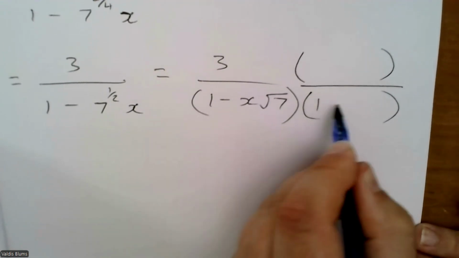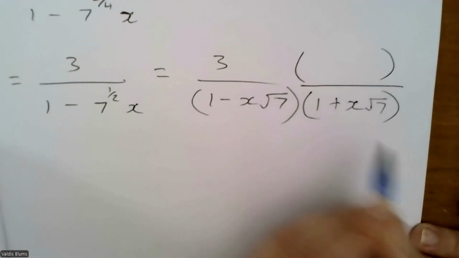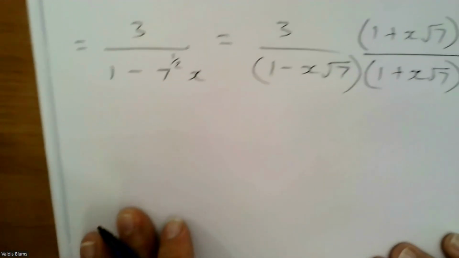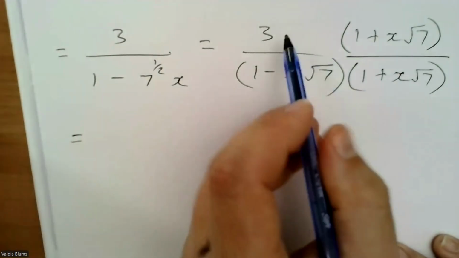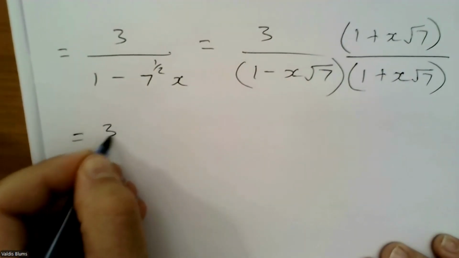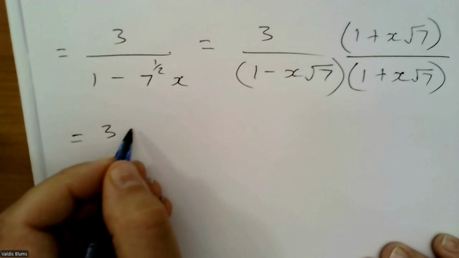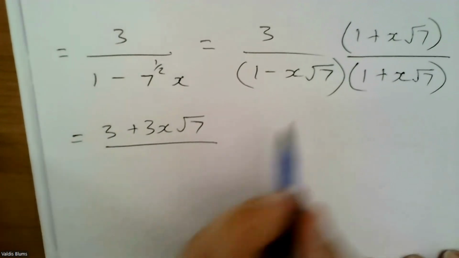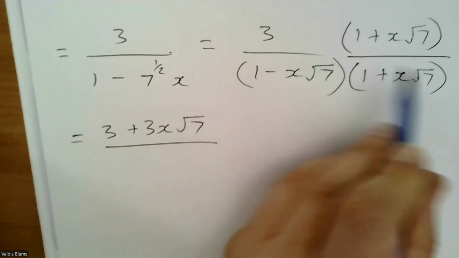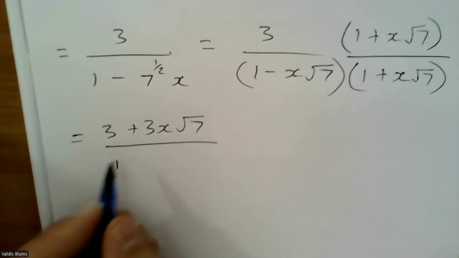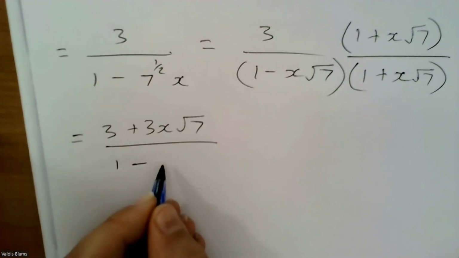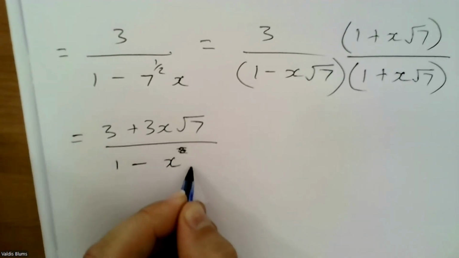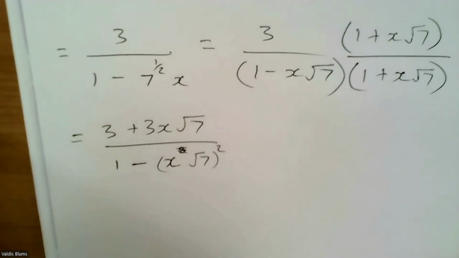We'll have 1 plus x square root 7. Expanding this out, we're going to have 3 plus 3x square root 7 over first term squared minus that second term squared. So 1 squared minus x squared, well, actually minus x square root 7 squared.